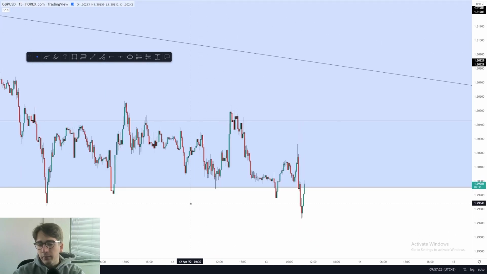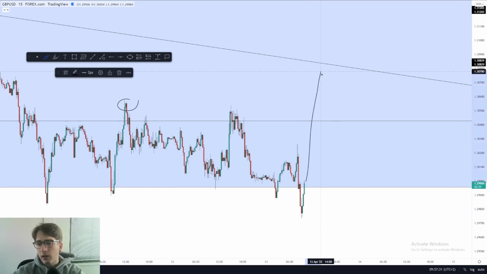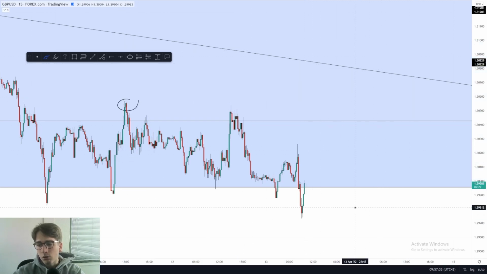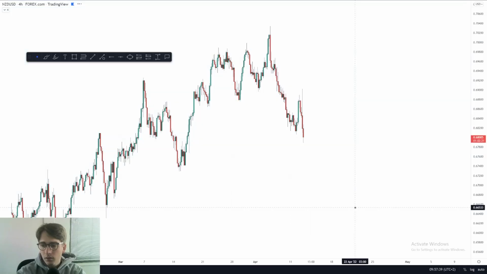For that 15-minute to start flipping bullish, we need to break this high over here, because from here we broke this low. So this is the high to break. Once we break that high, then I'll be looking for a long on pound dollar. So with that said, let's head over to Kiwi dollar.